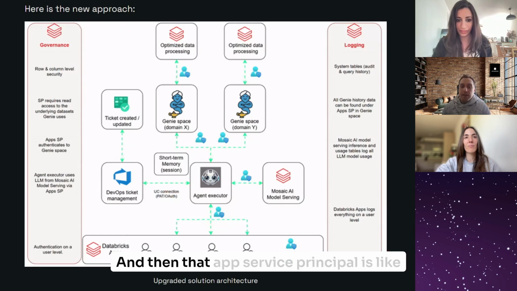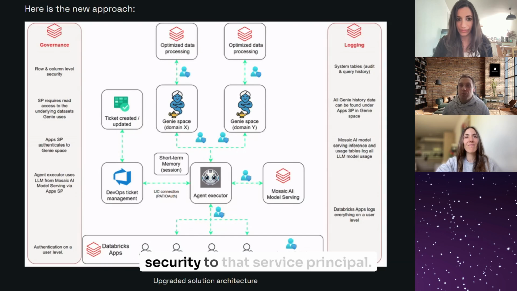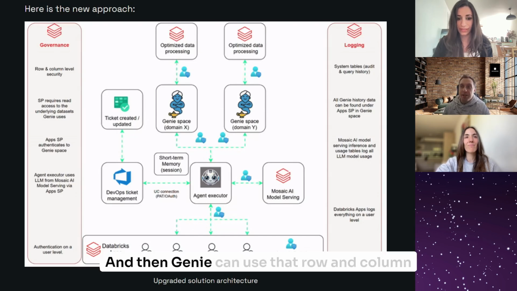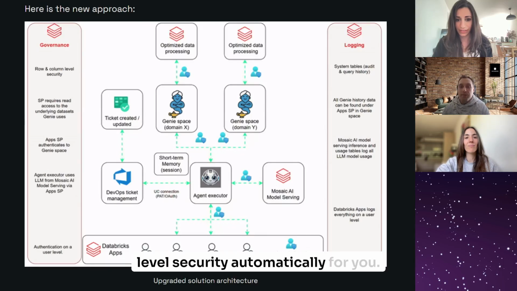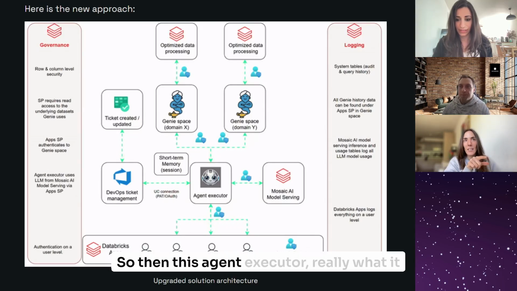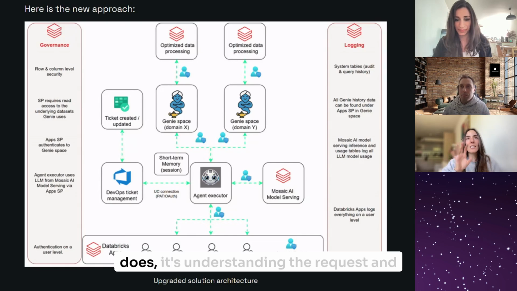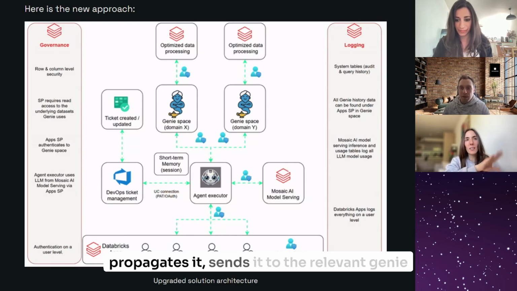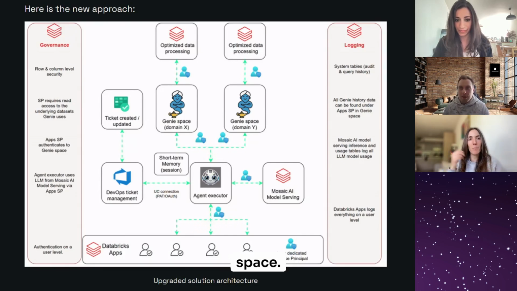And then that app service principal is like the agent service principal here. And you can even add row and column level security to that service principal, and then Genie can use that row and column level security automatically for you. Excellent. So then this agent executor, really what it does, it understands the request and propagates it, sends it to the relevant Genie space. Exactly.